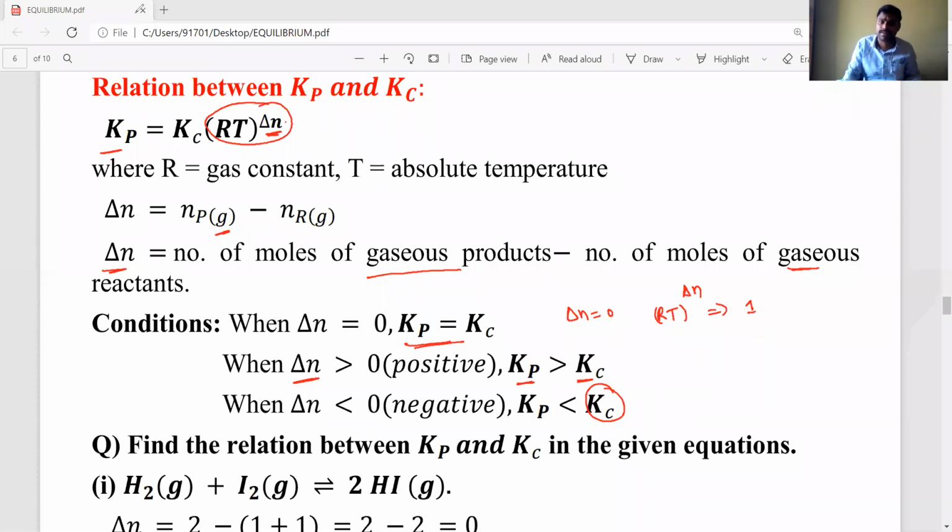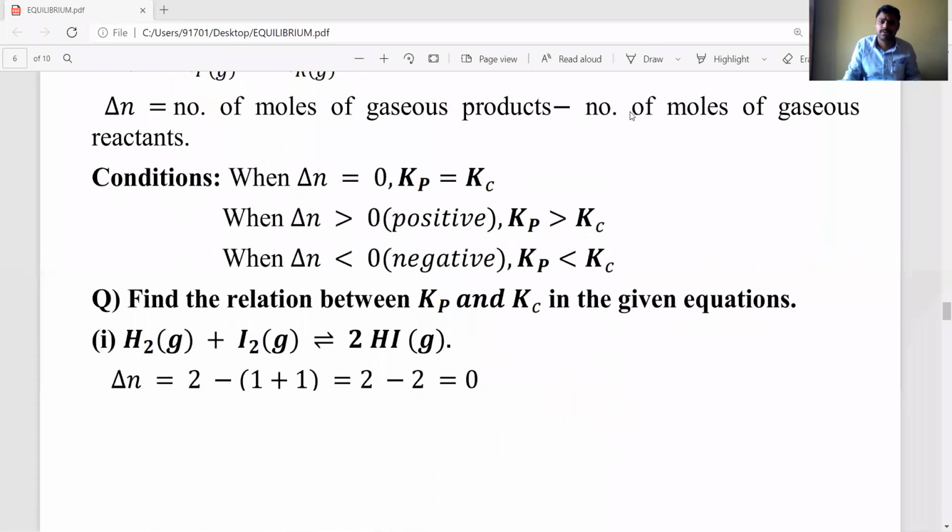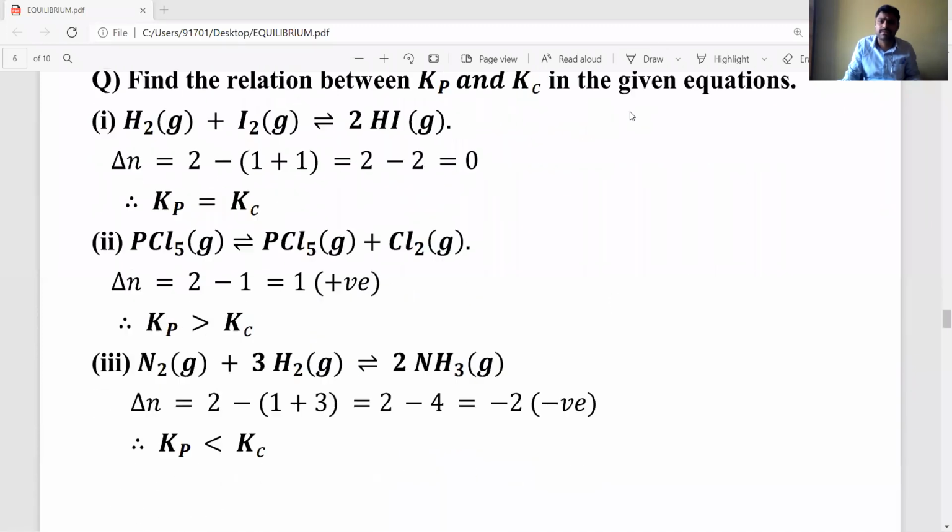Based on these three relations, I will give you some examples. We have to find out the relation between Kp and Kc. Okay, students, let's listen carefully. In the given equations, we have to find the Kp and Kc relations.